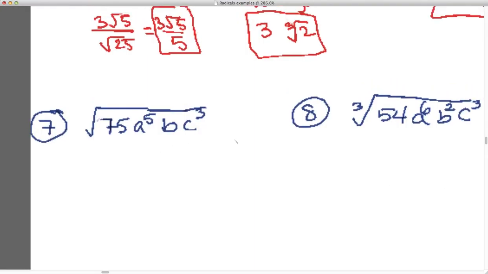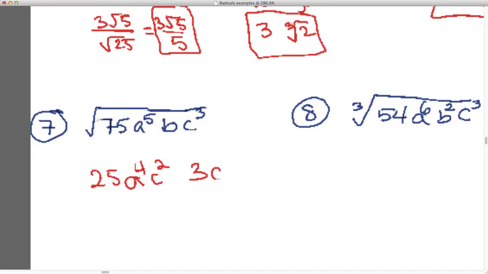Alright, so we got some letters. So now, because this is a square root, again, nothing there, there's 2 implied, we have to take out the perfect squares. So 25. And numerically, we're going to have a 3 left over. And then for the letters, you take the largest power that's divisible by the 2. So in this case, there's a to the 4th. Nothing with the b's, and we can take out a c squared.